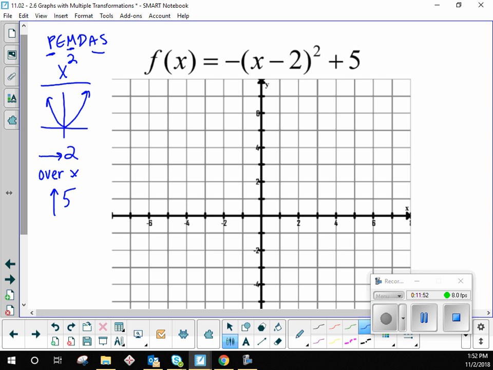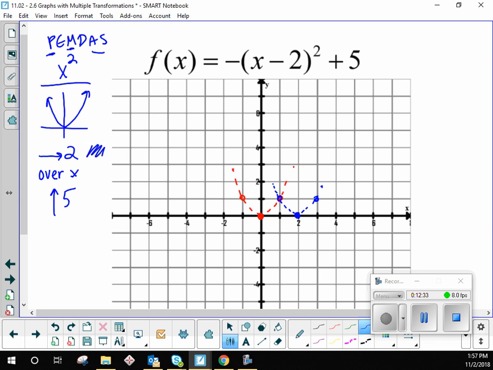Take a moment and try that. One thing at a time, and be careful with your order. So I'm going to take this one baby transformation at a time. So my parent function looks like this. Right? And then in blue, I'll do to the right 2. So all I'm doing right now is taking those points and moving each one to the right 2 places. So that gives me a point here, here, and here. And I'm just going to form it a little bit just so I can see where I'm looking at. Okay? So I've shifted everything to the right 2.